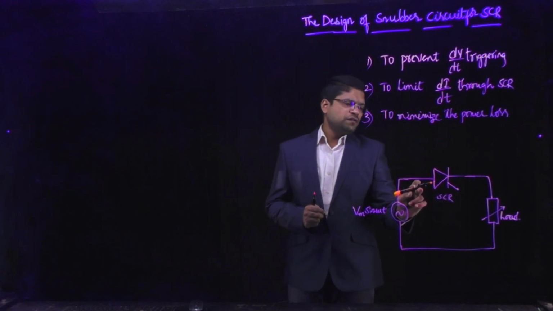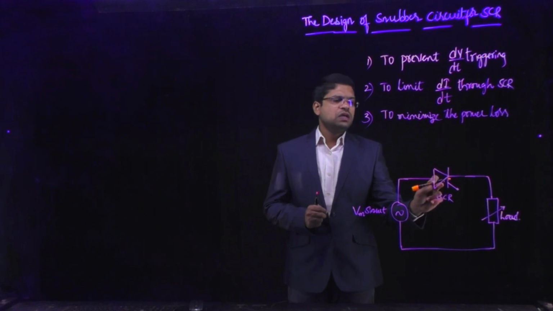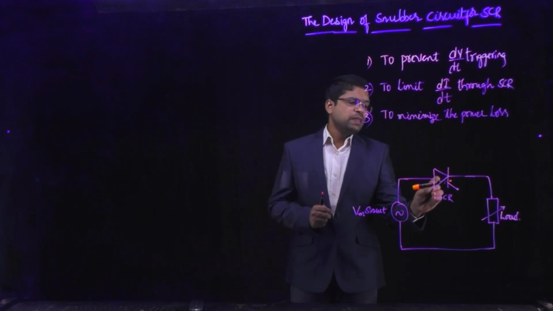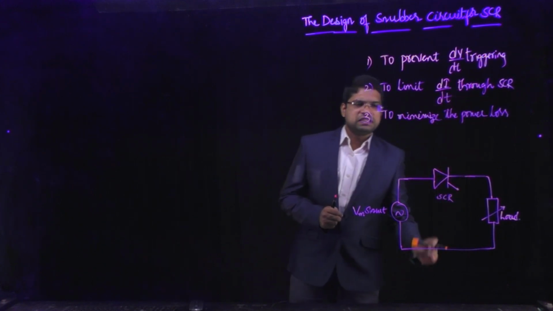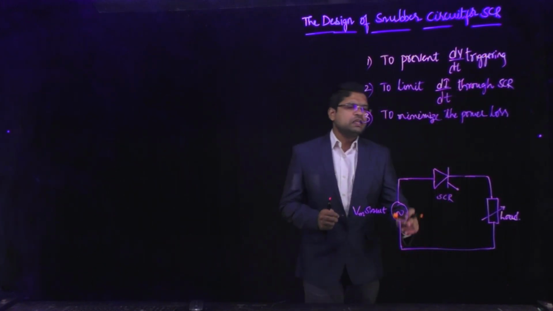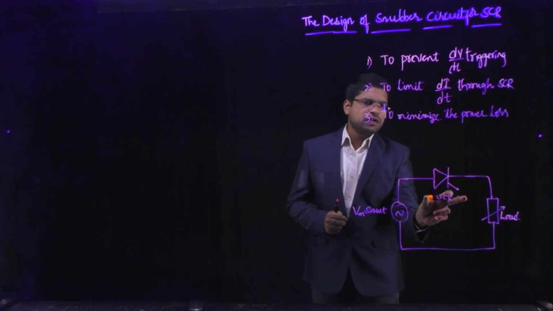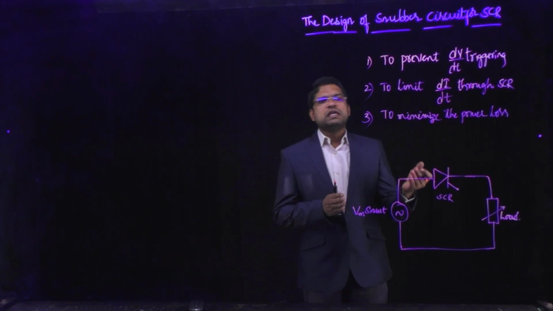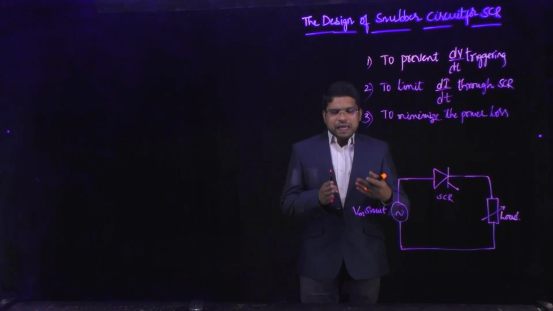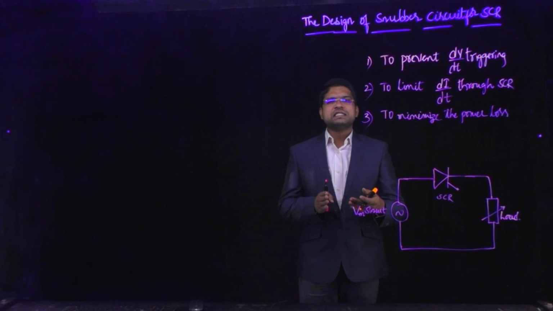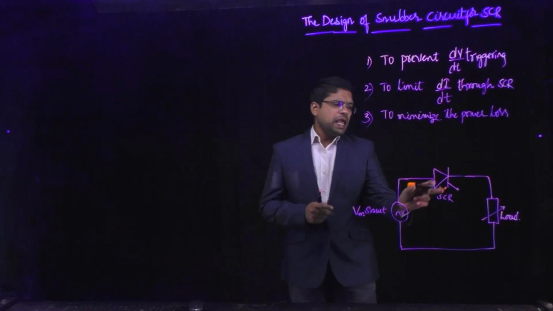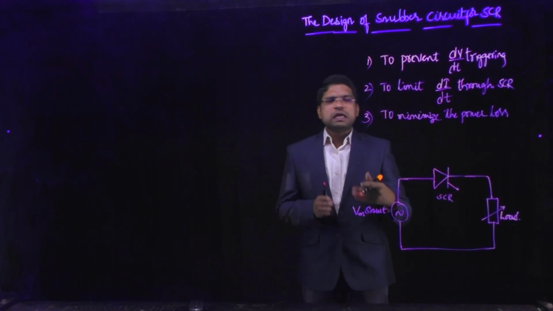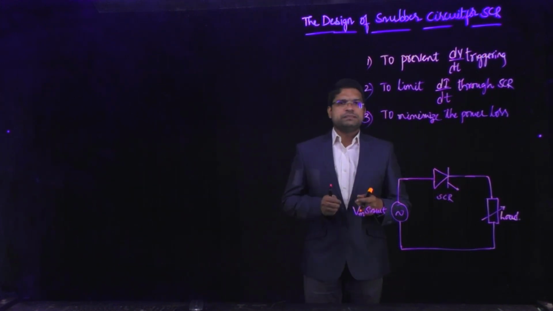Similarly, the rate of change of current flowing through the SCR at any instant or in any circumstances must always be less than the specified di by dt rating of the SCR. Suppose there is a high rate of change of voltage across SCR, then SCR will be triggered without giving a gate pulse. This type of triggering is known as unwanted triggering or false triggering. So SCR must be prevented from such false triggering, right?